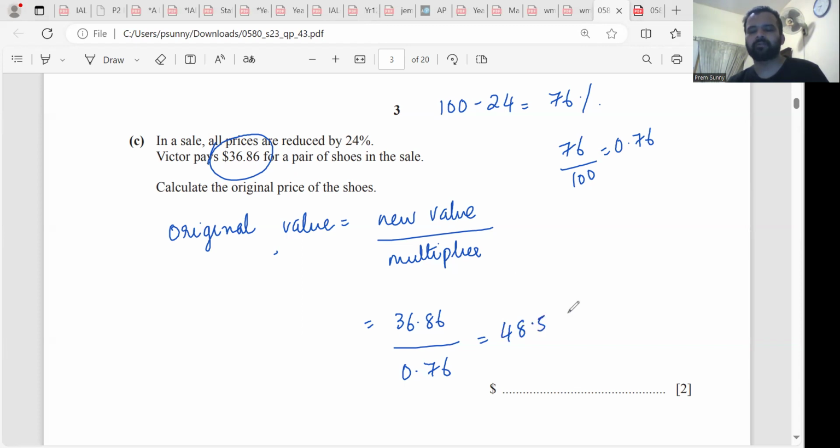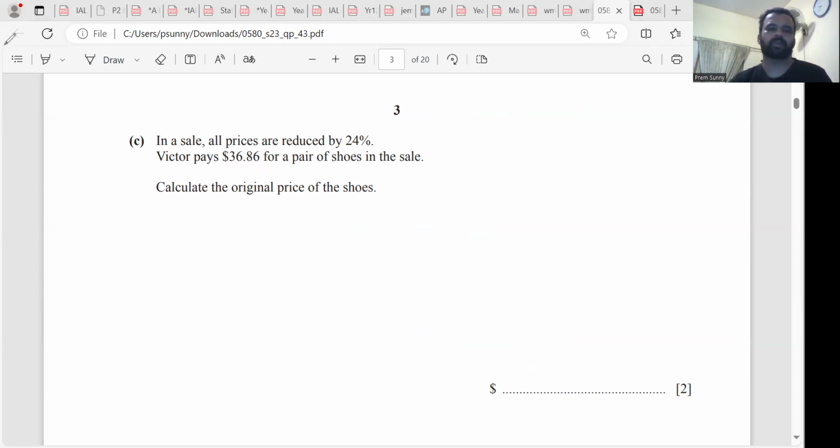So $48.5 was its initial value. Because of the discount, he got the shoes for 36.86. So $48.5 is the answer. Let's move on to the next one here.